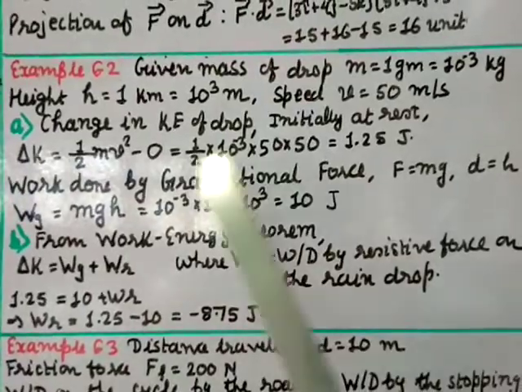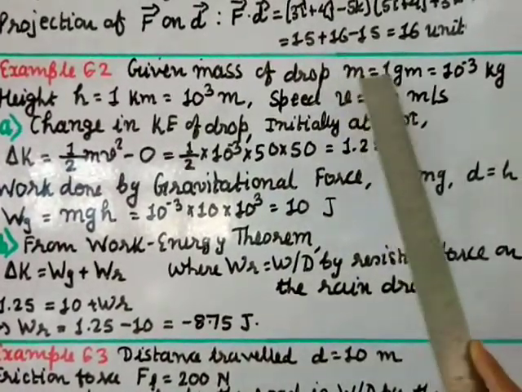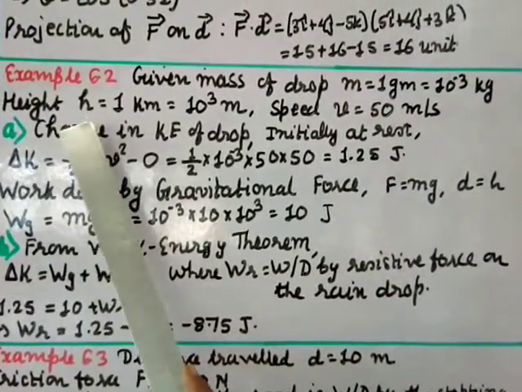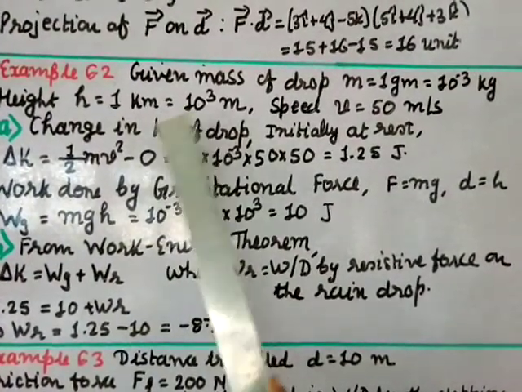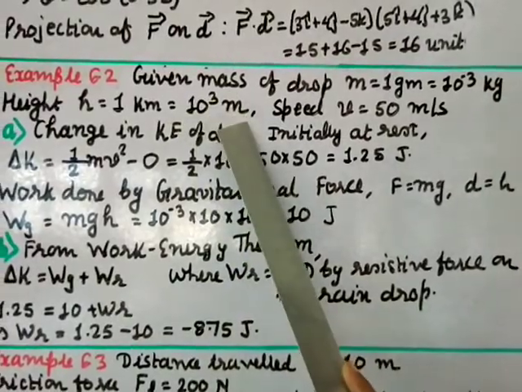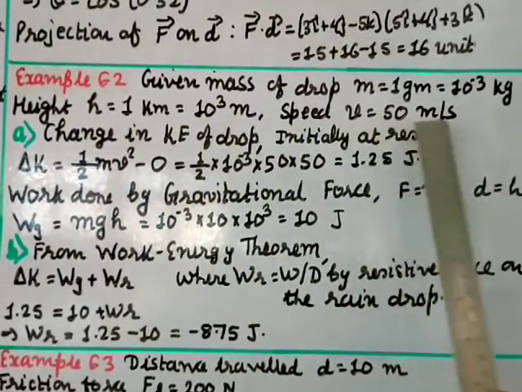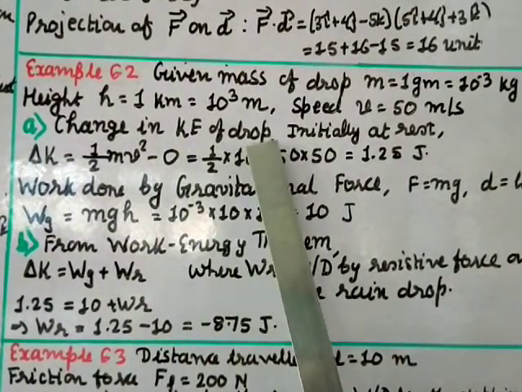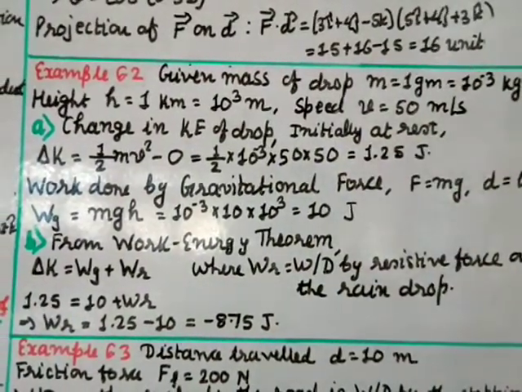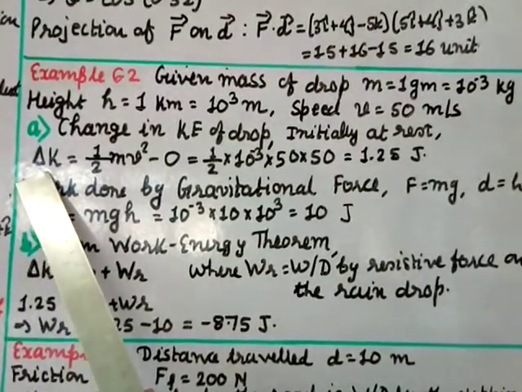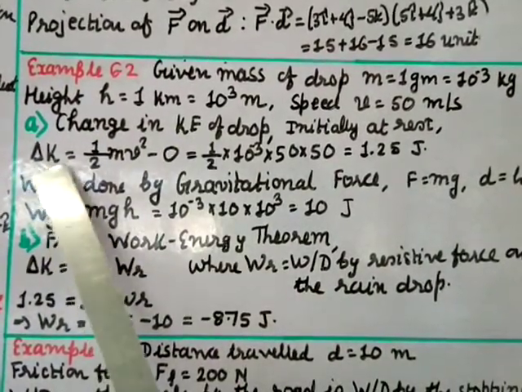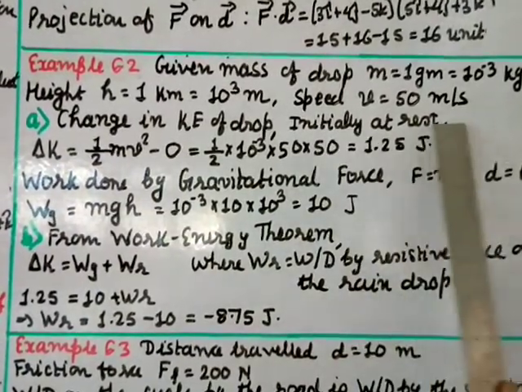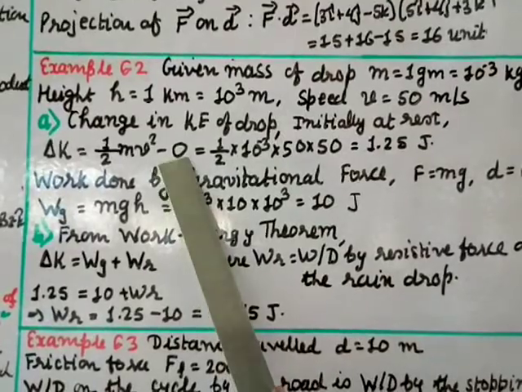We are given the mass of the raindrop, m equal to 1 gram. Convert into kg, that is 10 power minus 3 kg. Height h is equal to 1 kilometer, which can be converted to meters, that is 10 power 3 meter. Speed v equals 50 meter per second. Now part A is the change in kinetic energy of the drop. Initially we consider that it is at rest. Then delta K, the change in kinetic energy, equals 1 by 2 mv square minus 0, since initially it is at rest. This is initial, this is final.